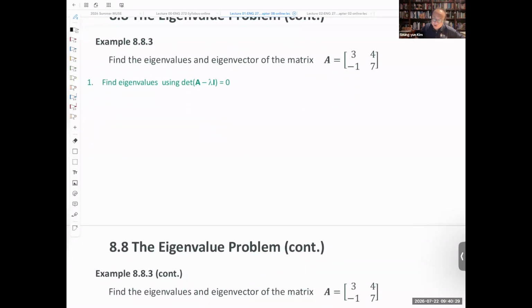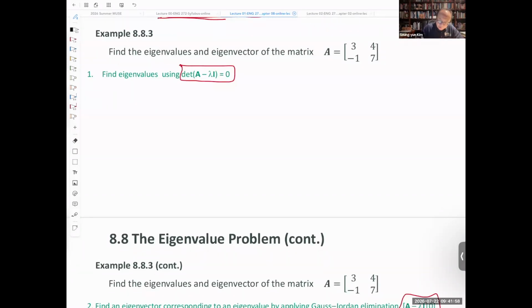Let's do this. Here the matrix A is given as 3, 4, -1, and 7. And you are asked to find the eigenvalues and eigenvectors based on this matrix A. So this is the system. I want to find the eigenvalues, and using the eigenvalues, I want you to find the eigenvectors.